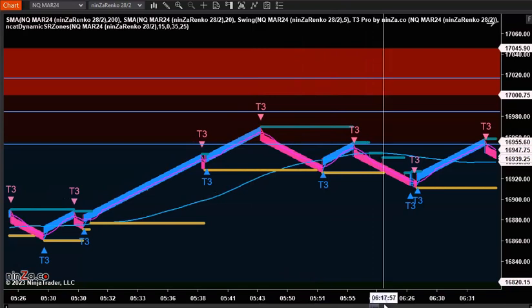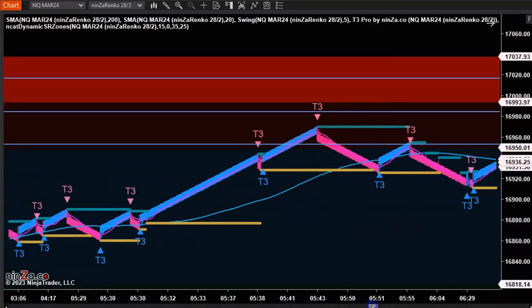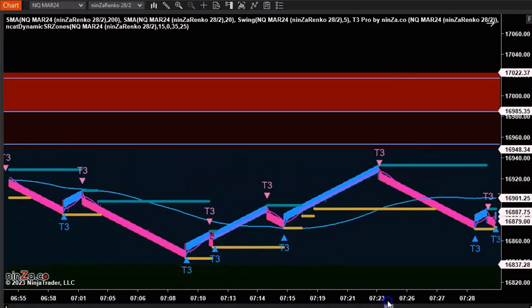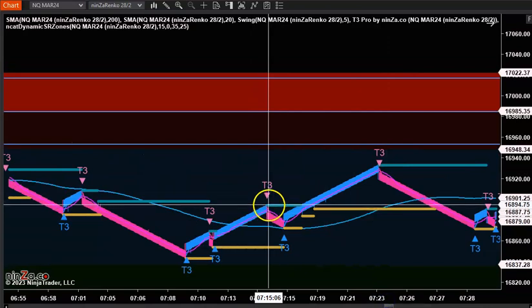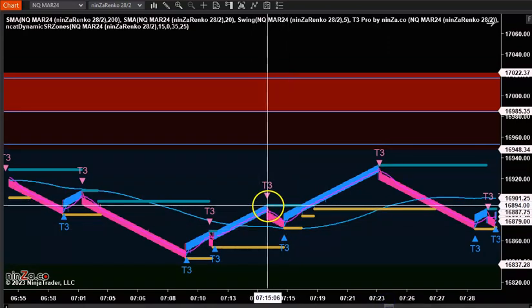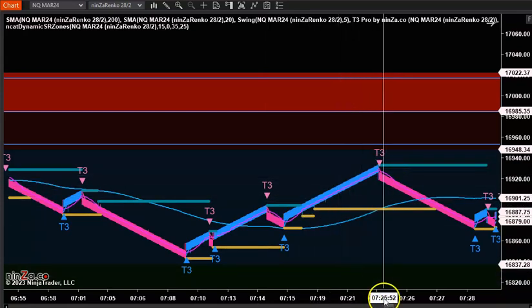Let's look over here and see what we got here. A lot of consolidation. There's one here that would have qualified. Pull back. You wait till you're above the previous level, and you could enter your long here, take profit.